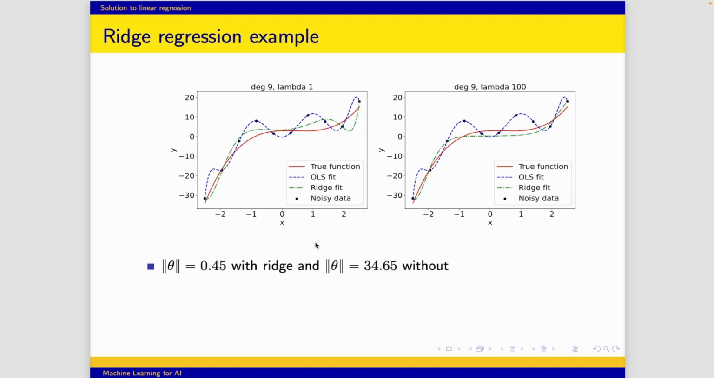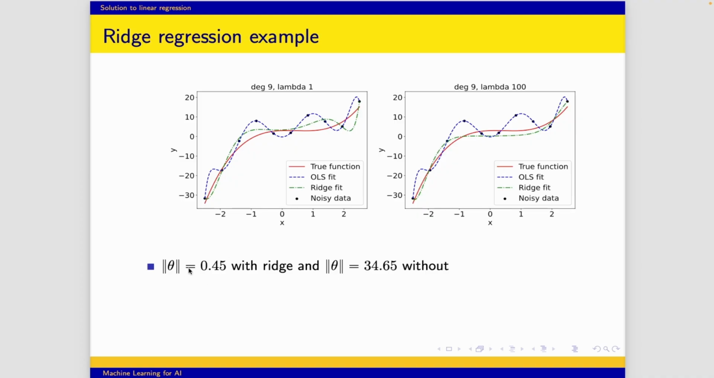Now let's look at the sizes of the norms. So this blue one here, the norm of the theta that we get is 34.65. This regularized theta has norm 0.45. So you see we have effectively reduced model complexity by restricting the sizes of theta and therefore restricting the norms of the functions. And we've done it very effectively.